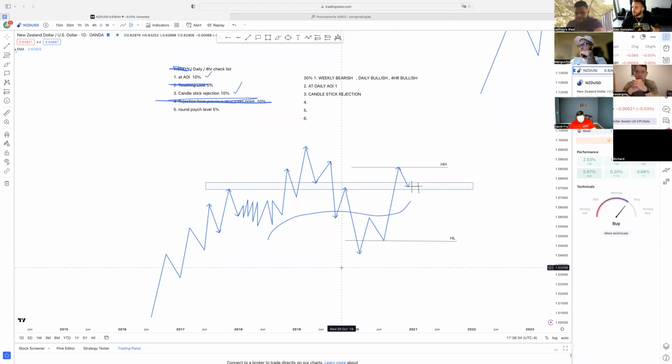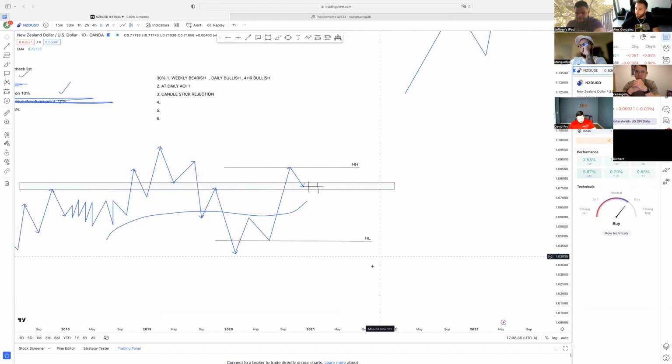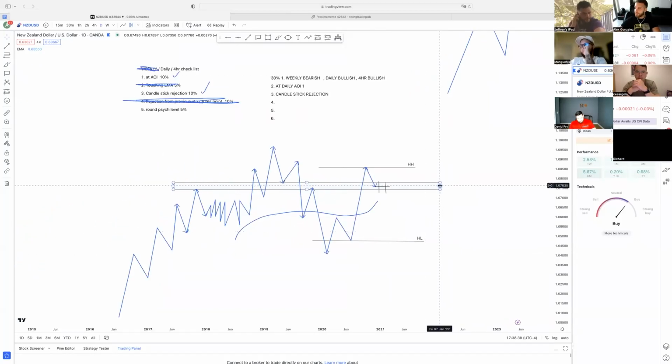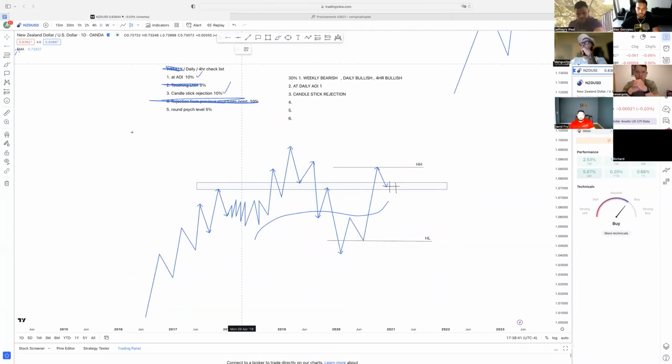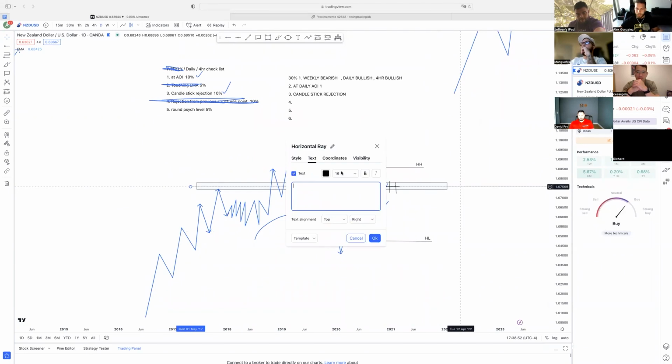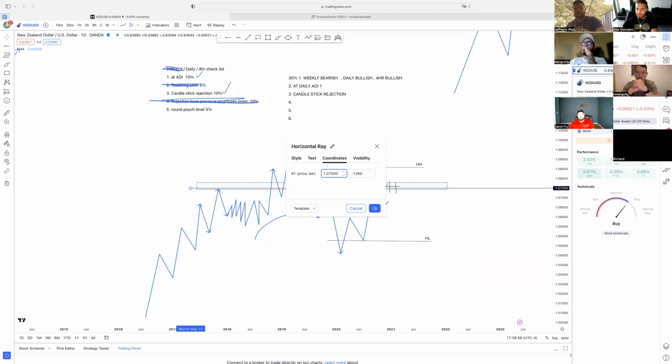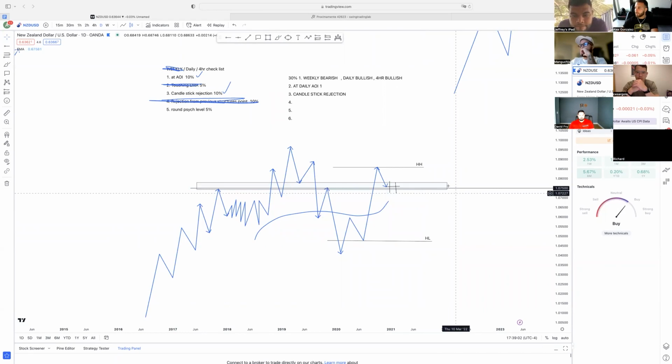So the round psychological level is very simple. Once you have your area of interest, all you got to do is get this line and you throw it in the middle. Like you don't even look. You just throw it right in the middle of the zone. You don't care. Throw it right into the middle or wherever inside the area of interest. You double click it. Once you double click it, you just find the nearest 500. So if you notice right here, 1.7500. We have a round psychological level inside our area of interest. That's it. It's really that simple.